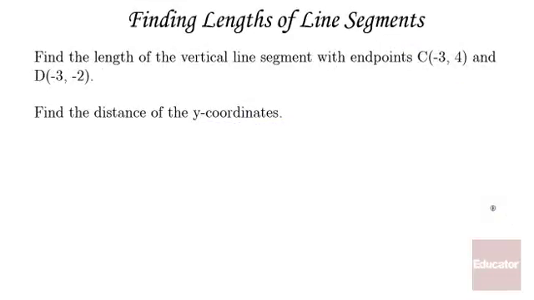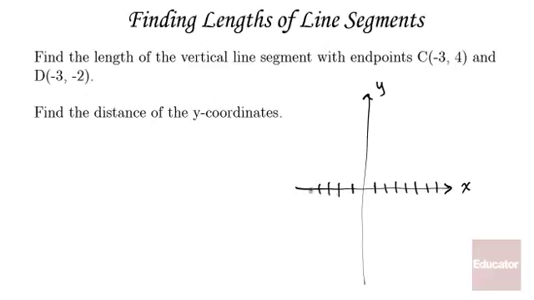Let's continue finding more lengths of line segments. Find the length of the vertical line segment with endpoints C at -3, 4, and D at -3, -2. So I'm going to go back and draw my coordinate plane. X, remember to label it, and Y. It's a little crooked, so it's always nice to use graph paper if you have it for yourself.